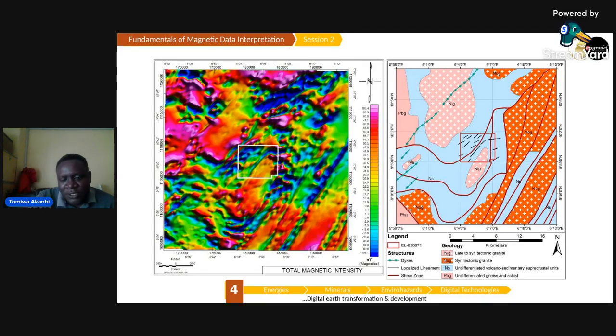So in a situation whereby you are trying to have a grasp of the geological setting of the environment, despite the fact that the geological maps at the surface can give you good information, the TMI can also give you an idea. And the TMI data, which is magnetic data in this case, I believe is much more accurate because it's going to tell you the exact boundary between those geologies.